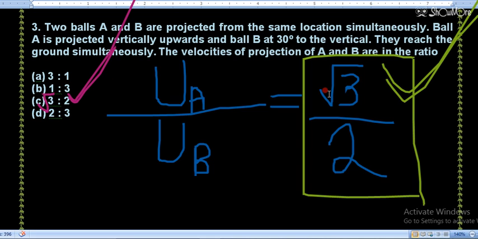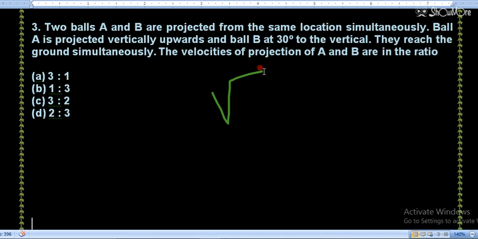This method we have to follow, because the angle which was given here, 30 degrees, was with the vertical. But students, we have to take the angle with the horizontal in the equation. That will be 90 minus 30, so 60. So we have done the question very right. So the ratio of velocity of projection will be root 3 by 2. So this will be our answer for the third question.